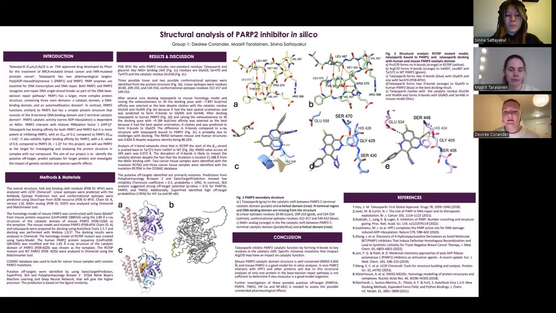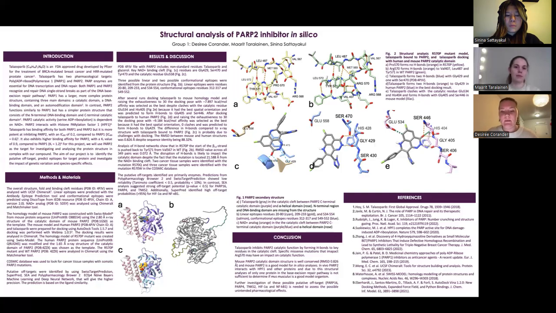And then to our docking results. You can see in figure 2e that talazoparib docked to the mouse model and that talazoparib clashes with the catalytic residue glutamic acid and forms hydrogen bonds to glycine and serine. And you can see in figure 2d talazoparib docked to the human PARP2 and that it forms hydrogen bonds with glycine.